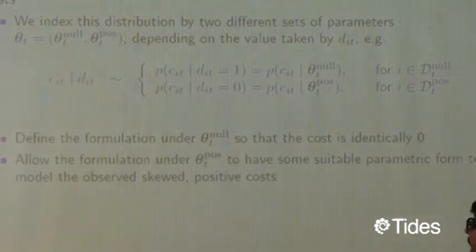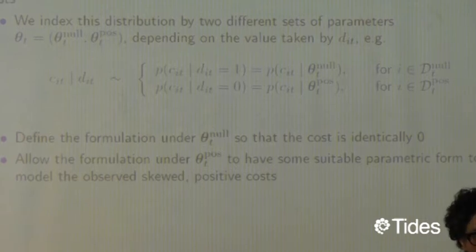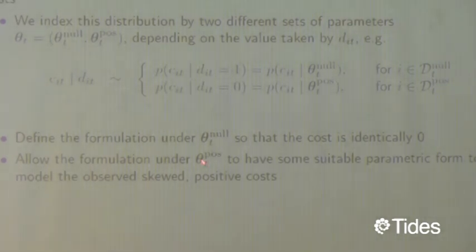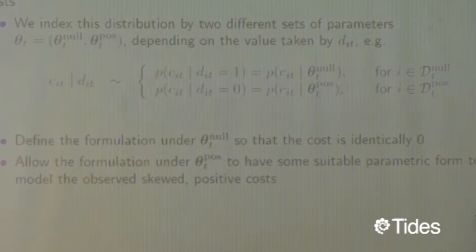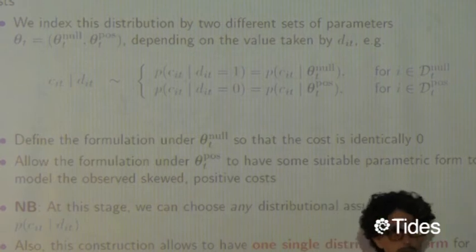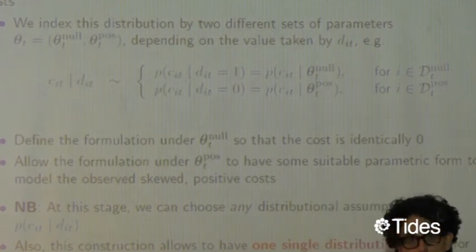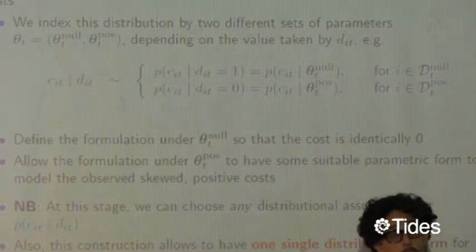So what I will do is to define theta null in a way that that distribution will give me an estimation for the cost of 0, because that's what I observe. These guys have 0 cost, so I want to estimate their average cost as 0. And also I allow for a formulation of theta pos to have some suitable distribution, for example a gamma or a log normal or whatever I want, so that these guys are allowed to have a positive cost. And at this stage, I can choose any formulation for this distribution. As I said, it can be gamma or log normal because these are the clear, easy examples to deal with, but it can be anything. If you find a different distribution or a mixture of distributions, you can still apply that.